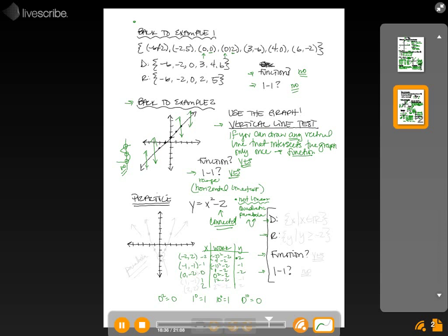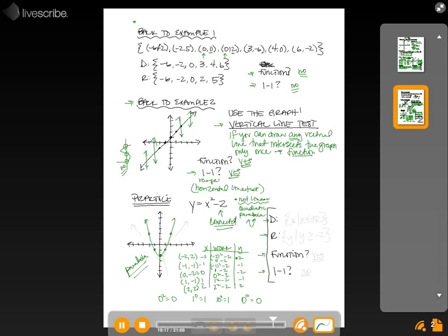1 squared minus 2 is minus 1. And then 2 squared is going to be 4, minus 2 is 2. So our last 2 points are 1, -1, and 2, 2. And we're going to plot those. -2, 2. -1, -1. 0, -2. 1, -1. And 2, 2. So we get this shape, and we're going to connect them. And I told you it's going to make that U shape, that this is a parabola. Okay, because it's a quadratic.